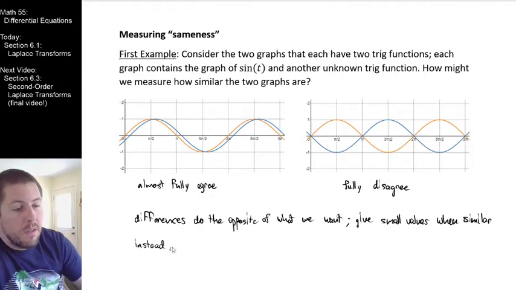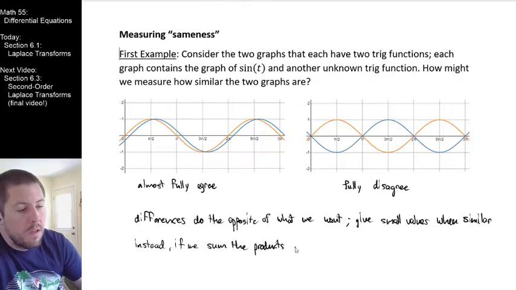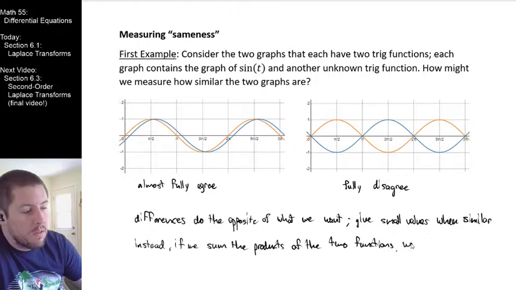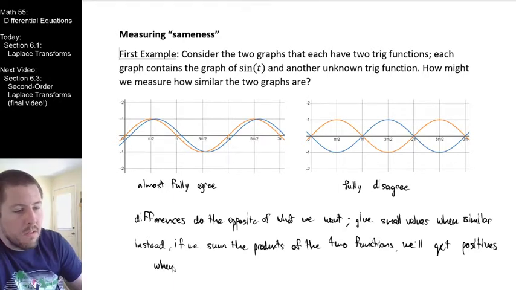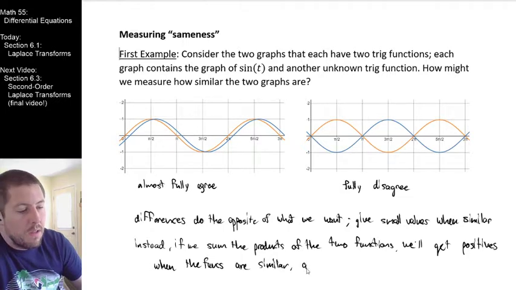Instead, if we sum the products of the two functions, we'll get positives when the functions are similar, and small or negative numbers when dissimilar.